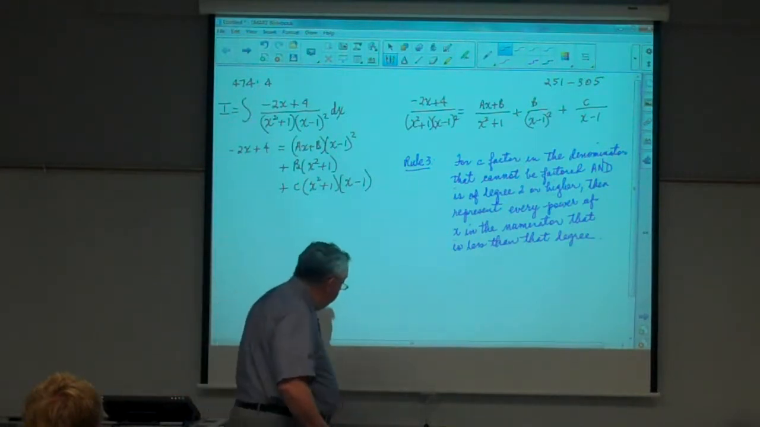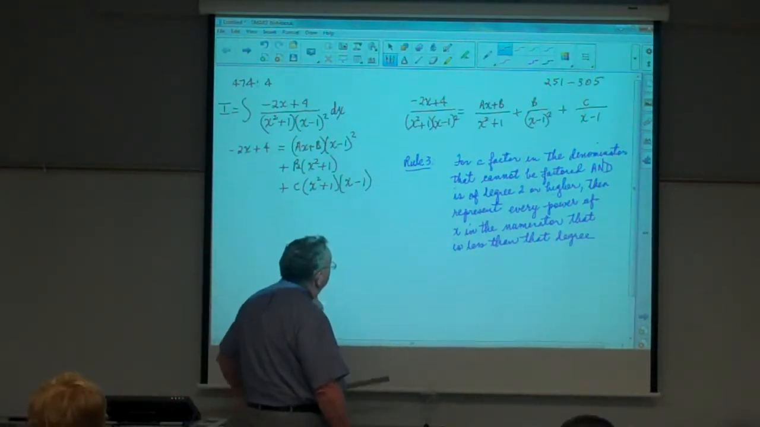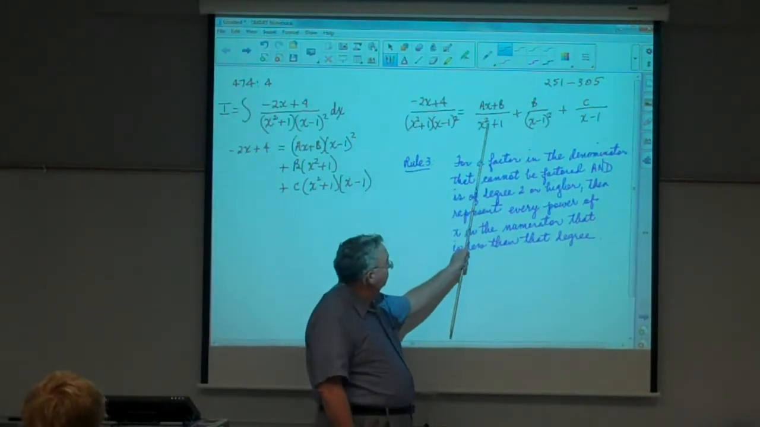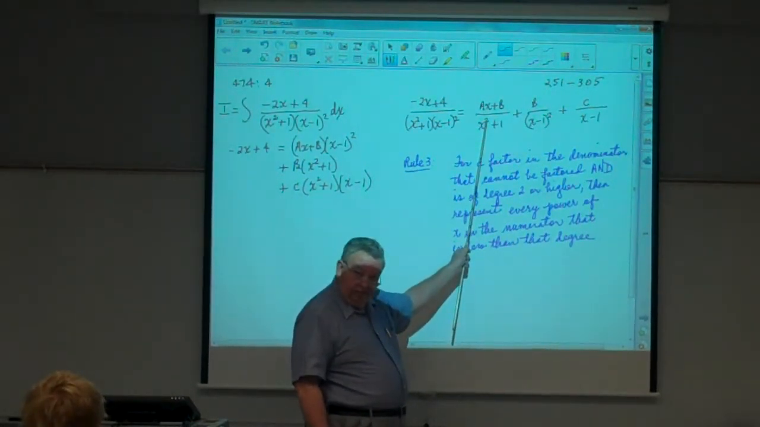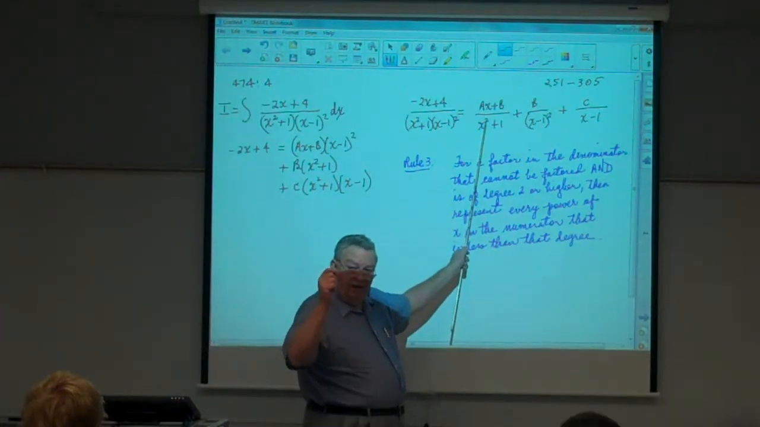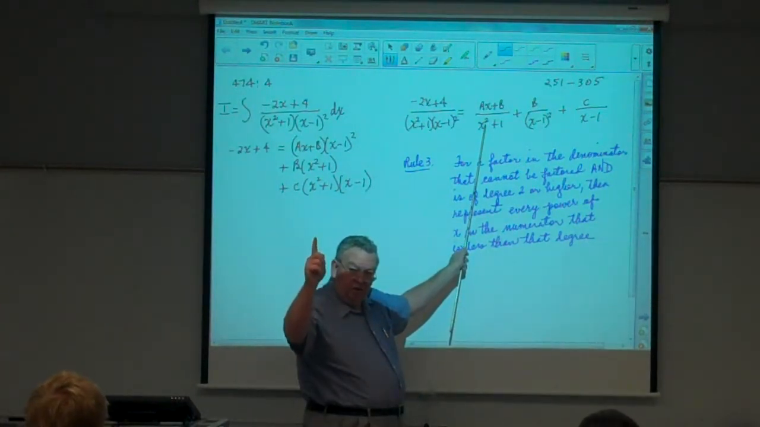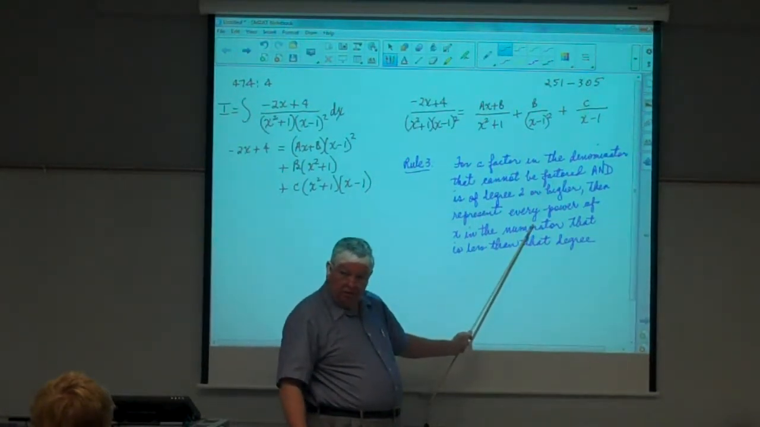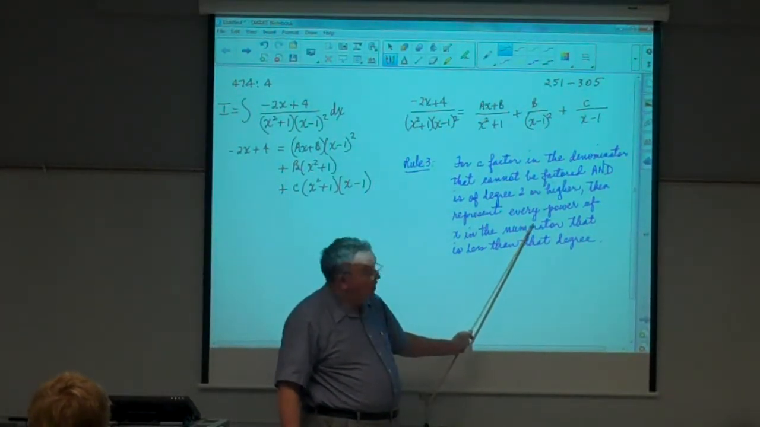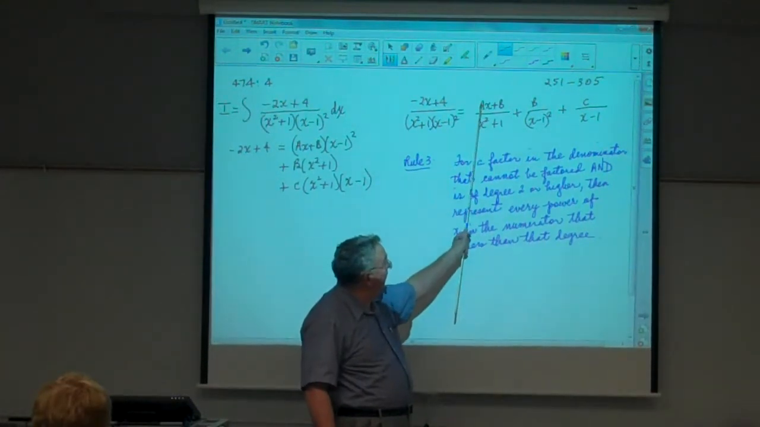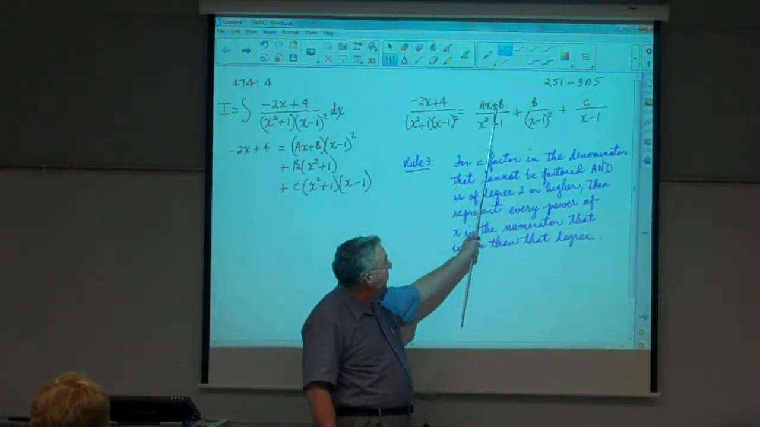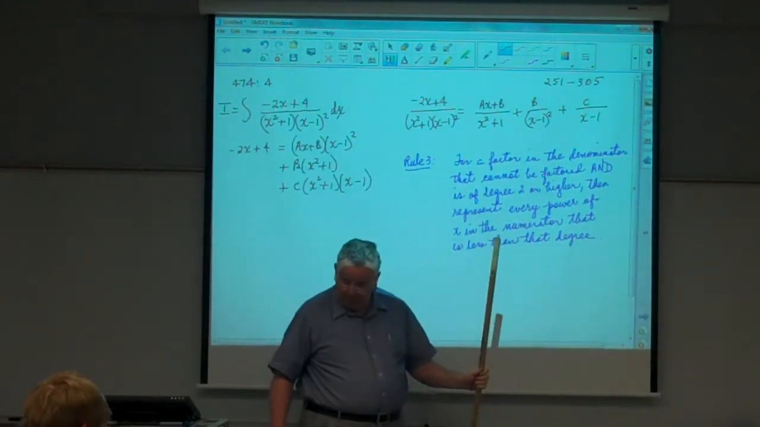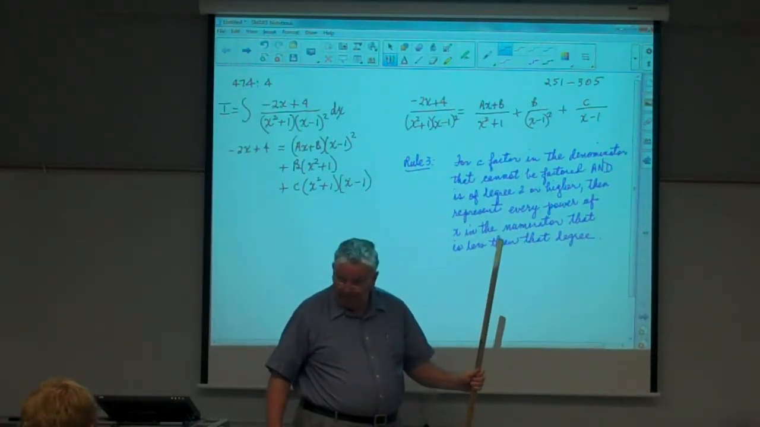Yeah, isn't that this rule? This one has a square in it. So that means I have to have x to the first power and x to the 0 power. Isn't that what this rule says? And that's why it gets an ax to the first plus b x to the 0. Okay.